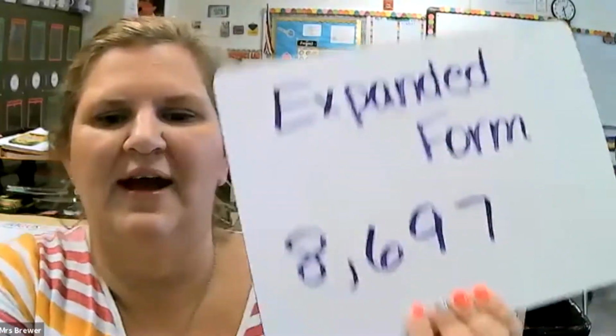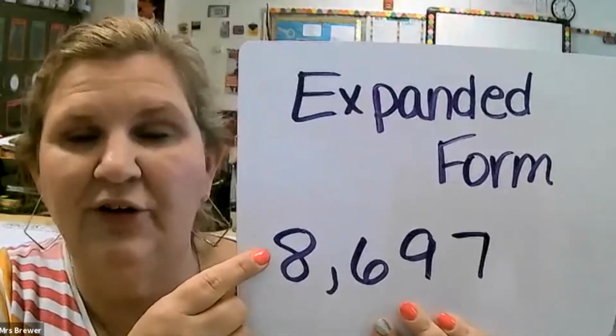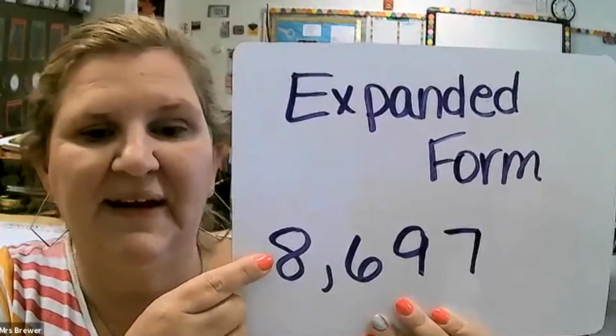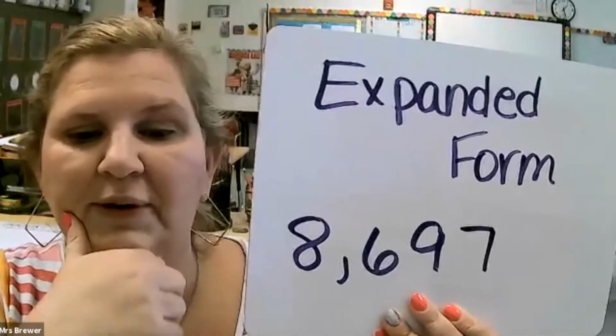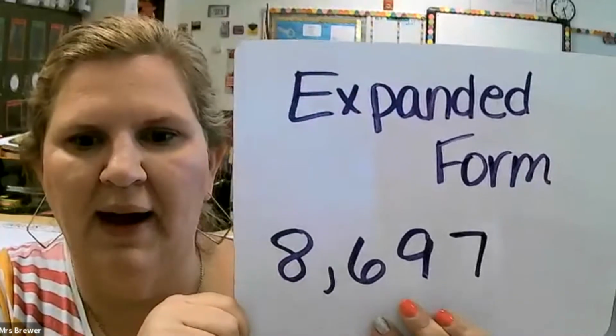So as promised, I was going to have a do now for you guys to start class with. And so, of course, our do now usually goes back over whatever we had talked about the day before. So since we talked about expanded form yesterday, that's what we're going to be working on today. So here I have a number written in standard form. Remember we talked about standard form yesterday, it's just how you would normally write a number. How we normally see them is in standard form, okay?